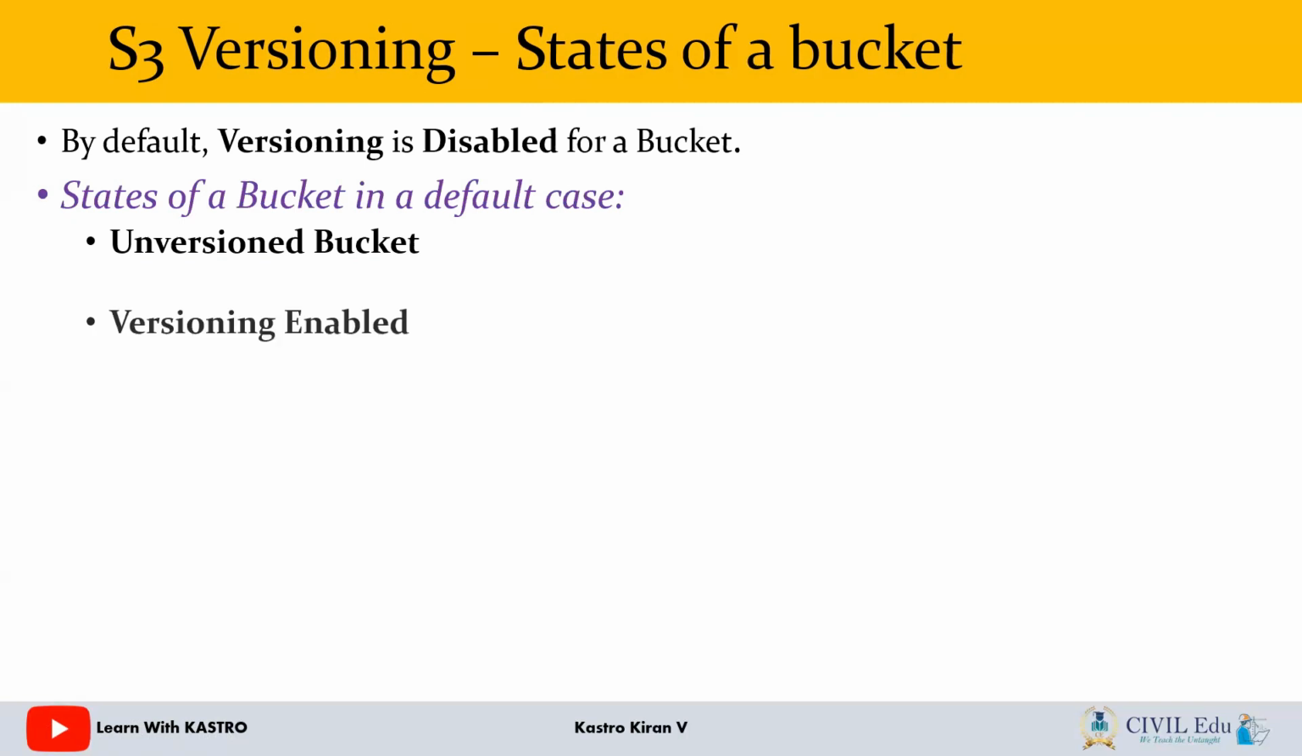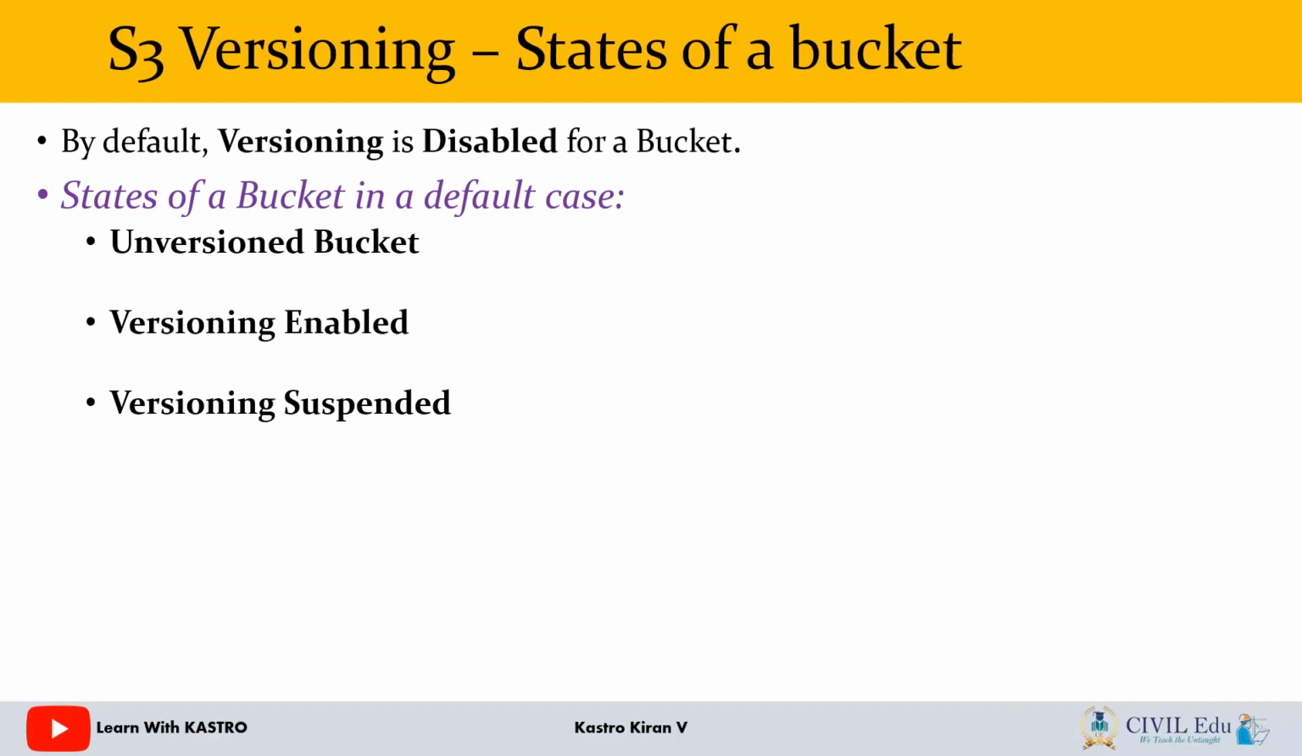And the second state is called versioning enabled bucket. And the third state is called versioning suspended. So these are the three different states for an S3 bucket: unversioned bucket, versioning enabled, and versioning suspended. Now, when will these three states be available for a bucket?